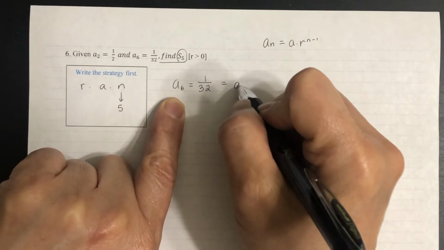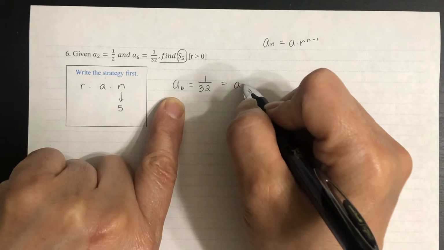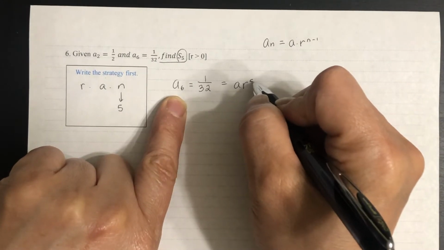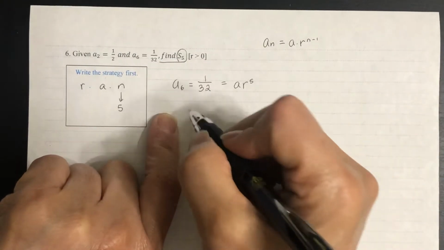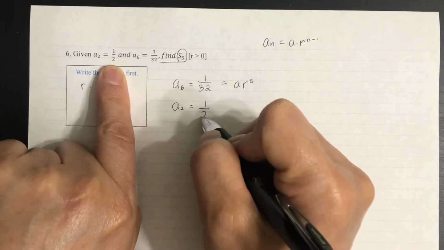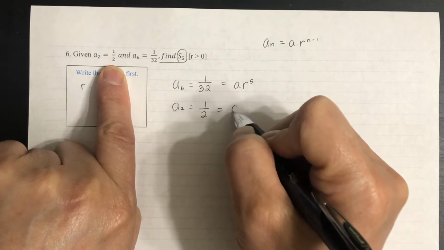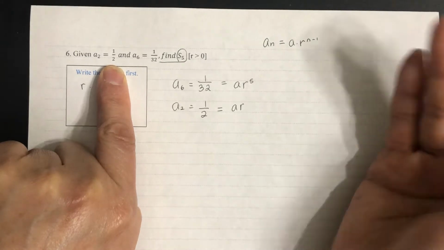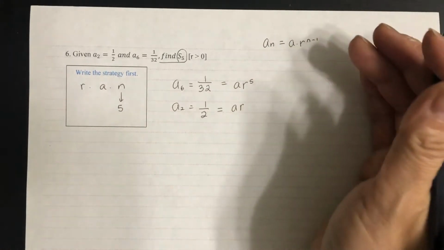So this is a times, what is r? We don't know what r is, but n minus 1. n is 6, so minus 1 will be 5. So we can do the same thing for a sub 2, which is half. This is found by a times r to the n minus 1. n is 2, minus 1 is just 1. So we're just going to leave it there.